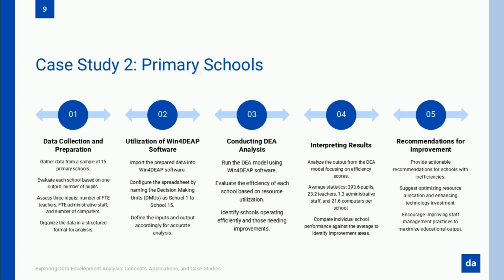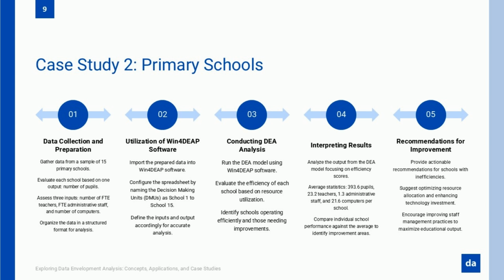Now, instead of guessing, we bring in the big guns, DEA. We gather data on inputs like teachers and staff and outputs like the number of pupils being educated. Then we run it all through a tool like Win4DEP. It's like putting the schools on a giant treadmill to see which ones are sprinting and which ones are barely moving. Here's what happens next.